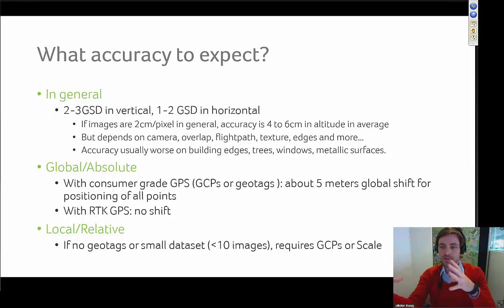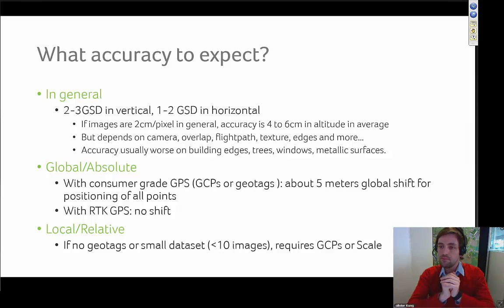The global accuracy, so setting your project correctly on the Earth, is not something that can be guessed purely based on images. This information comes from another source, and usually it's from the GPS, which is on your drone or on your camera. If you have GPS for every image you take, then the software will use this information to place the model at the right spot.